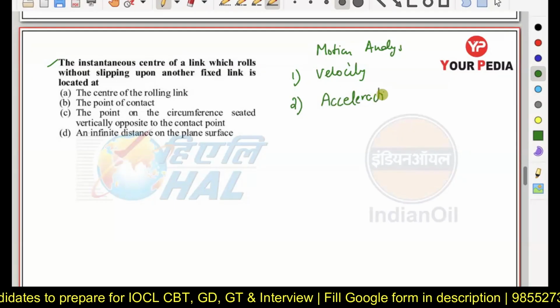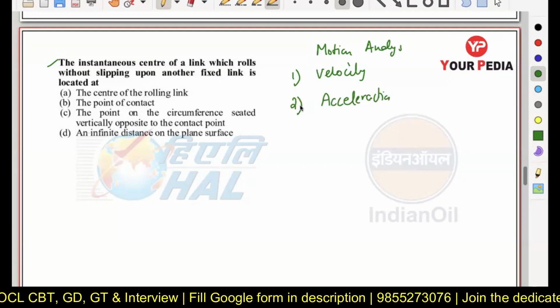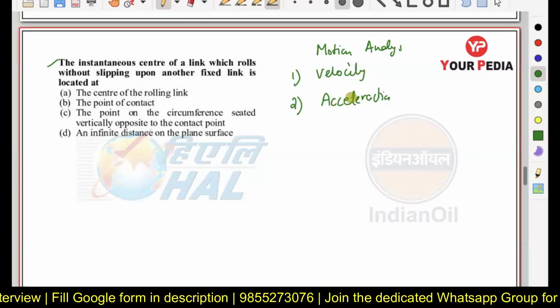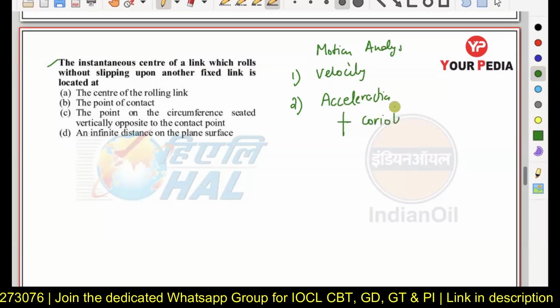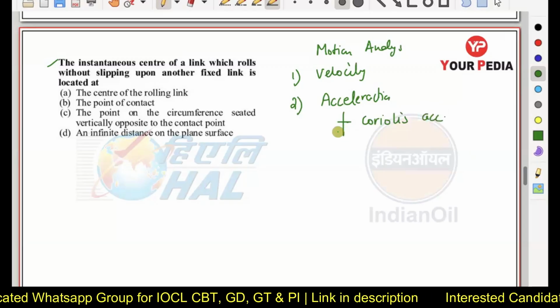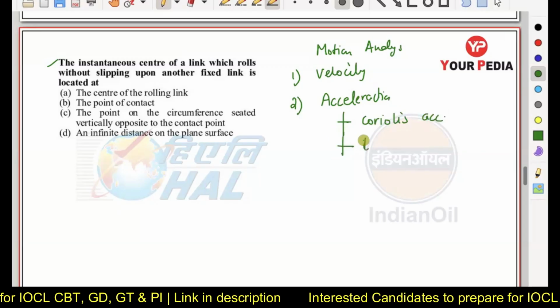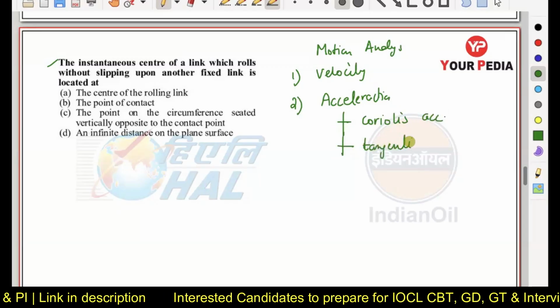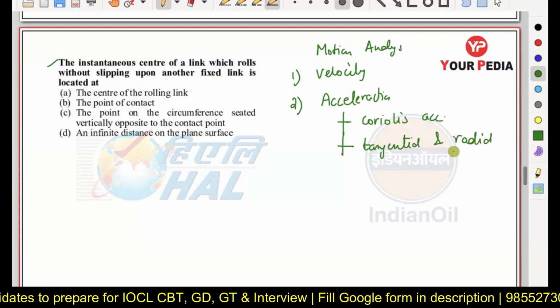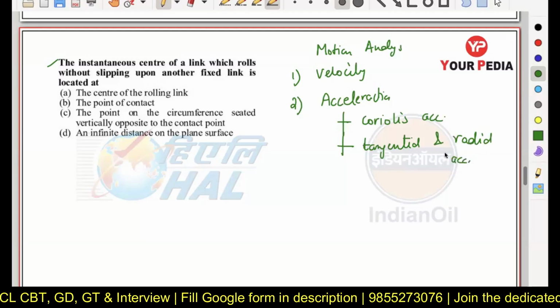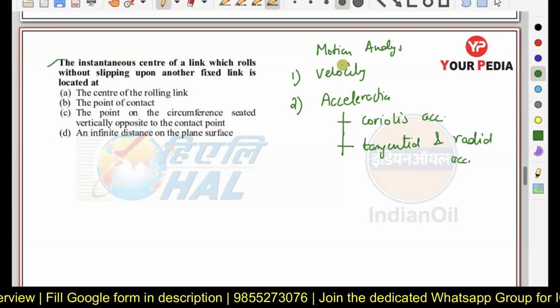Now acceleration analysis is not so much important for you. You can skip that part here. In the case of acceleration analysis, you just have to see the coriolis acceleration here. You have to talk about the radial and tangential acceleration. That's it. These terms are important from the acceleration topic here.